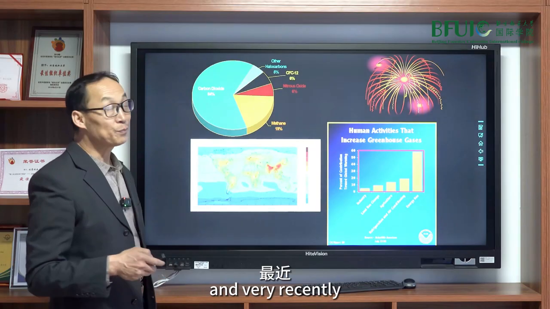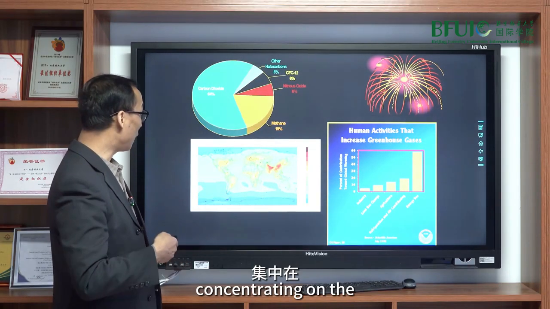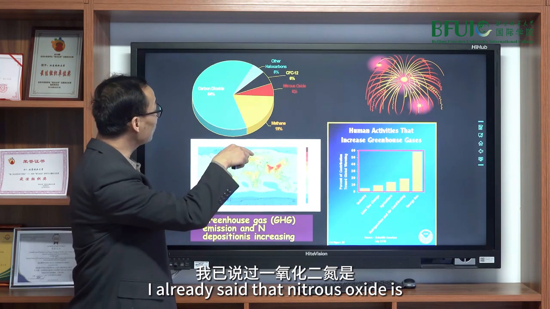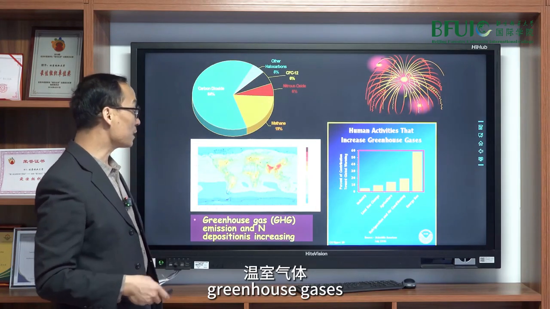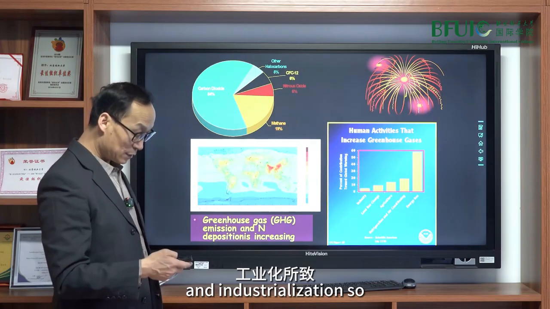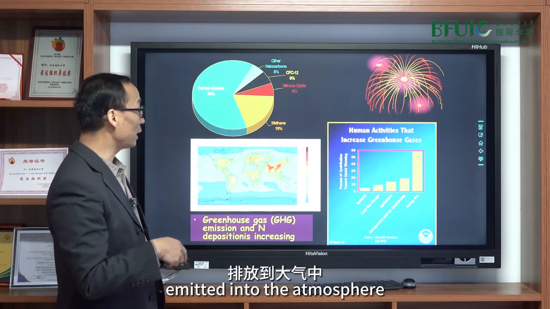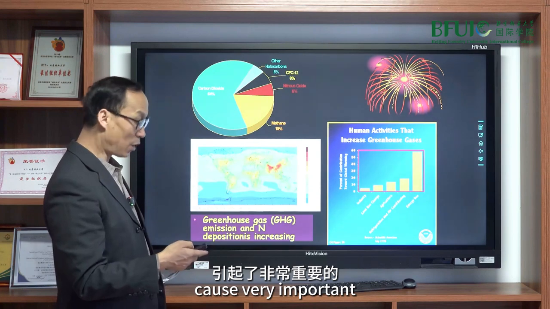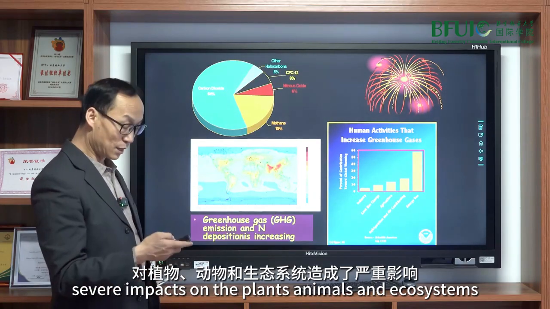Very recently, a lot of scientists, scholars, and also politicians are concentrating on nitrogen deposition. I already shared that nitrous oxide is one of the very important greenhouse gases. But nowadays, because of fertilization and industrialization, nitrogen gas is emitted into the atmosphere, and that nitrogen deposited on the earth causes very severe impacts on the plants, animals, and ecosystems on the earth.